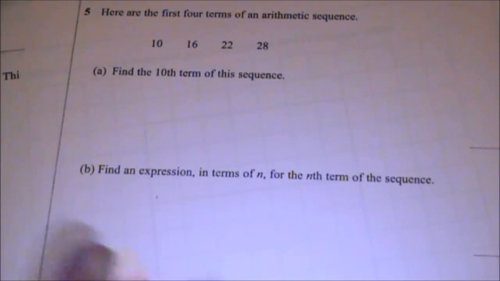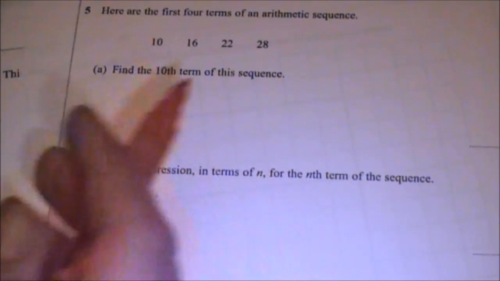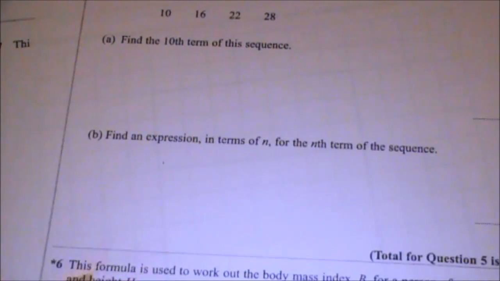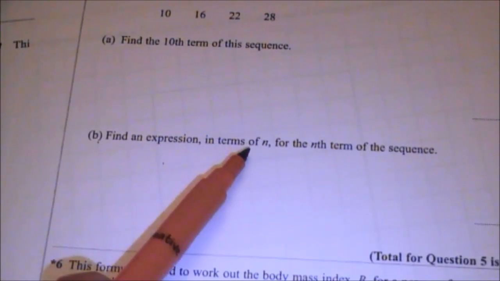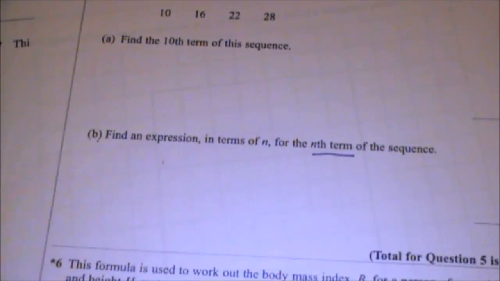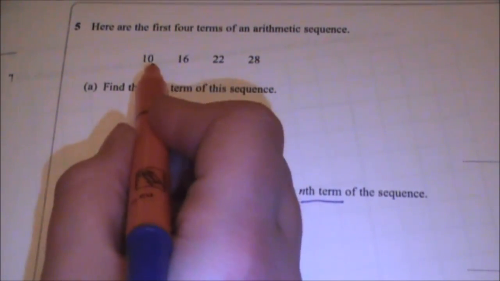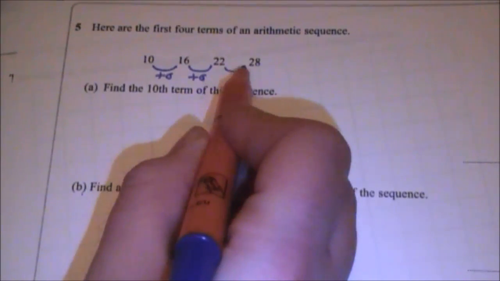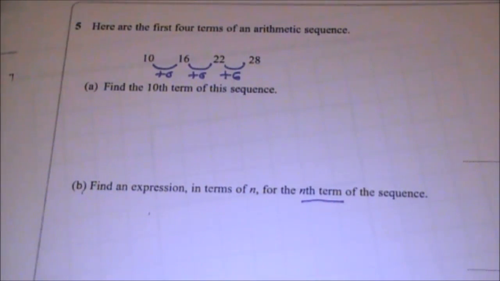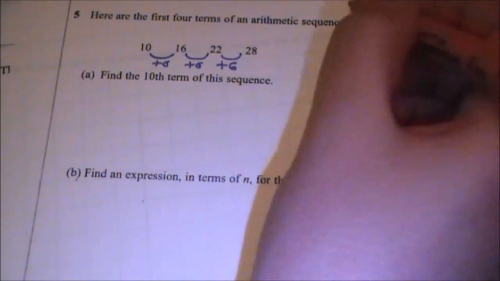I, however, would rather, whenever I see a sequence and they're asking me to find the anythingth term, look for the nth term. And it just so happens that part B wants you to find an expression in terms of n for the nth term of a sequence. So that's what I'm going to do from the start. First thing I need to do is find my common difference. That's gone up 6. That's gone up 6. That's gone up 6. So I know that my common difference is 6.